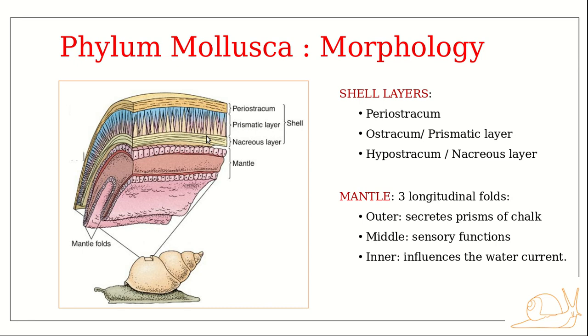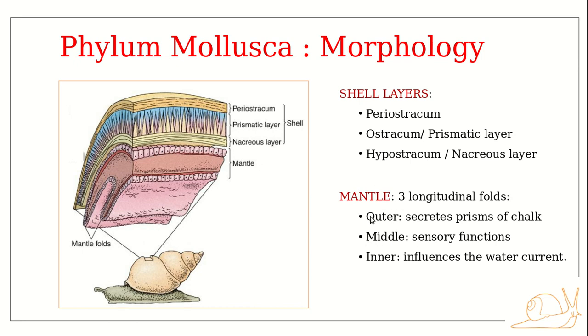So how is it formed? Just inner to the shell, you can see the mantle layer. The mantle layer is the one which actually secretes the shell. You can see here the periostracum, ostracum and hypostracum. They are secreted by the mantle. The innermost layer, the hypostracum, is produced by the epithelium of the mantle.